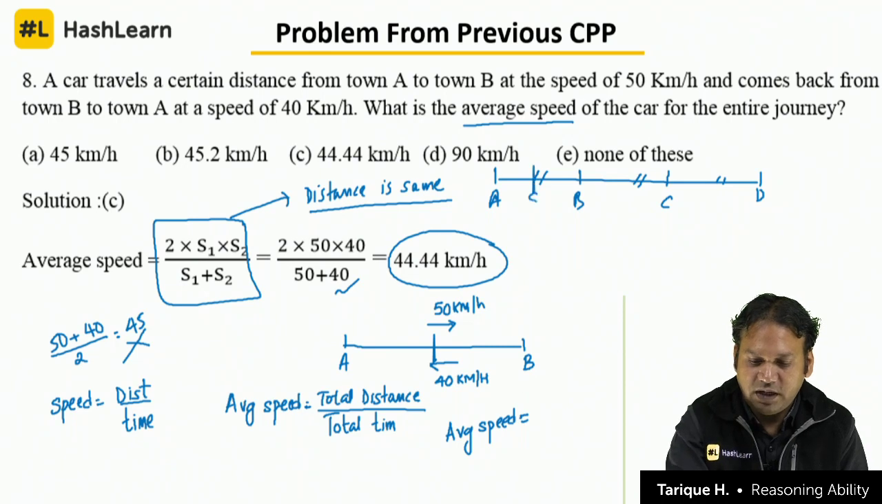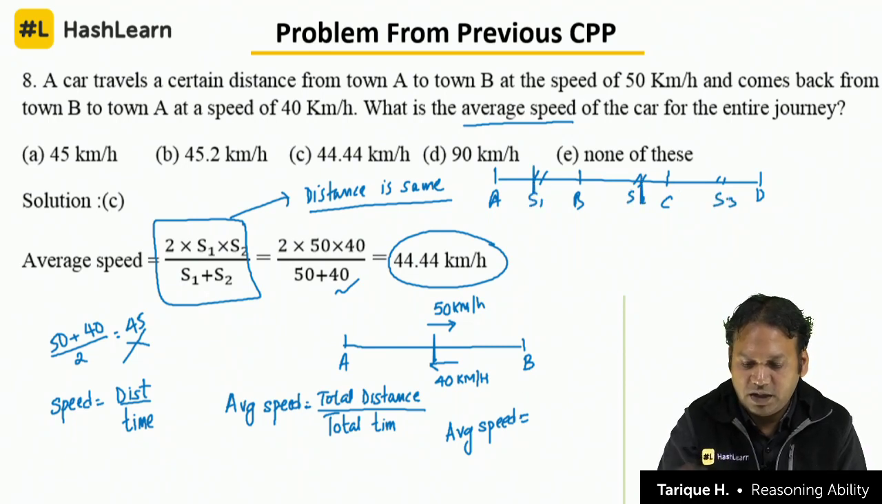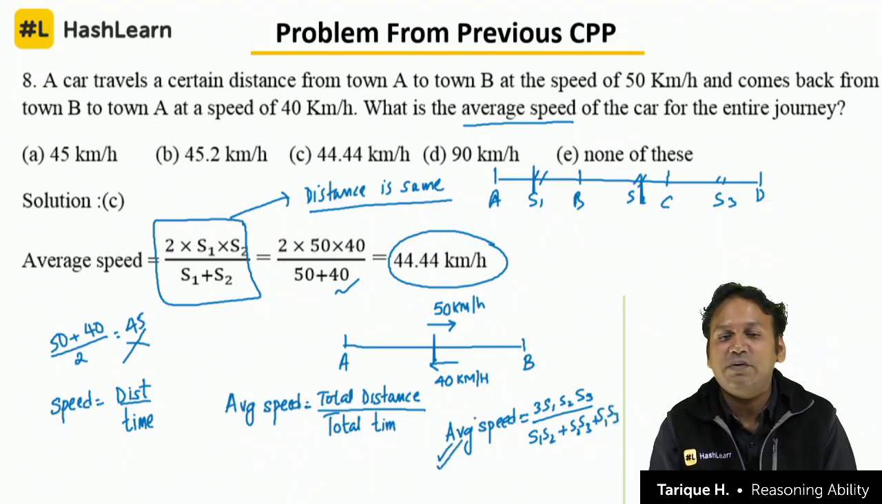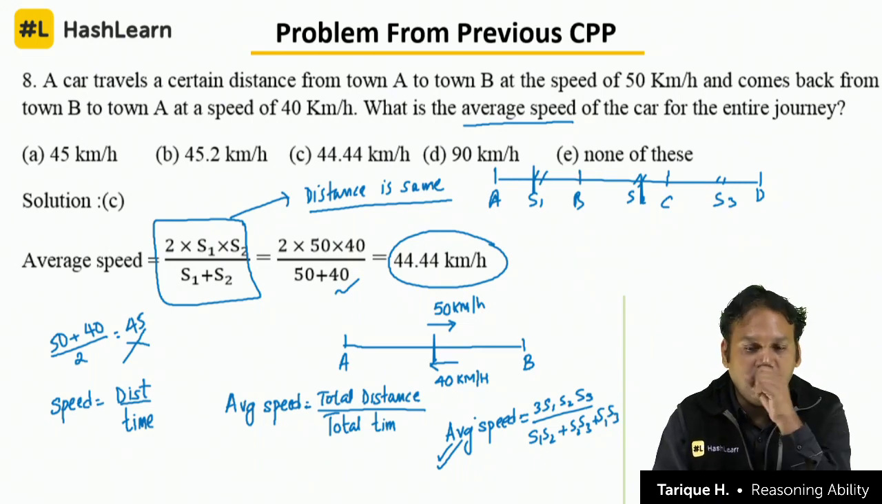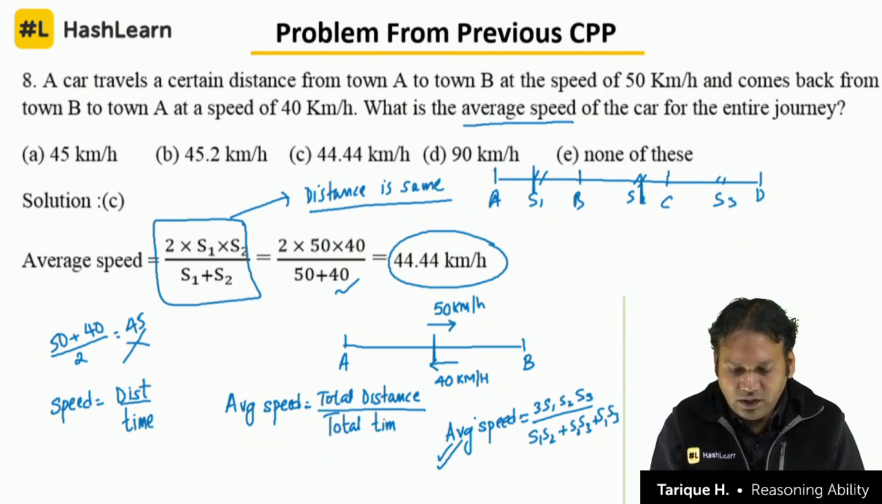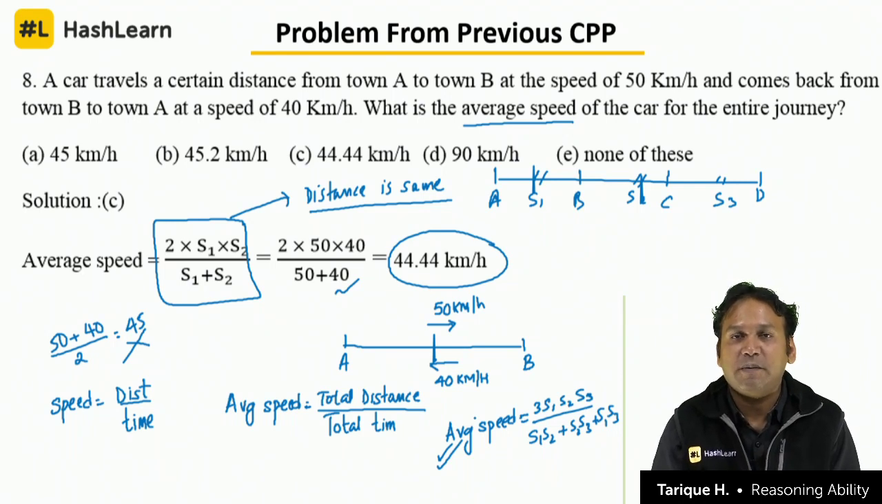If speed is S1 in the first part, S2 in the second part, S3 in the third part, then average speed is equal to 3 S1 S2 S3 divided by S1 S2 plus S2 S3 plus S1 S3. So this is also an important formula which you can use directly for solving questions on average speed when we have three equal distances.